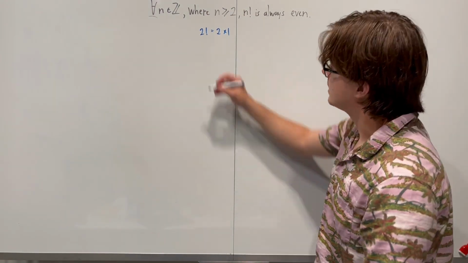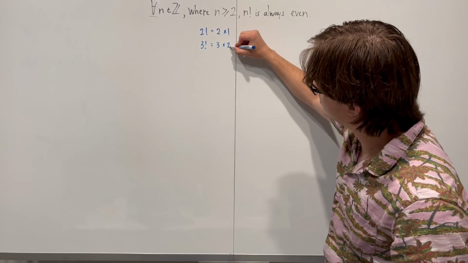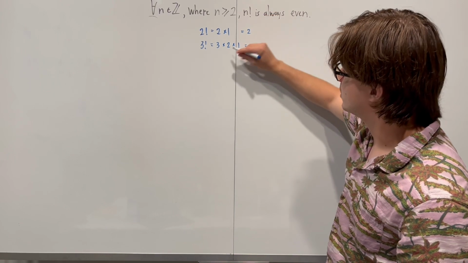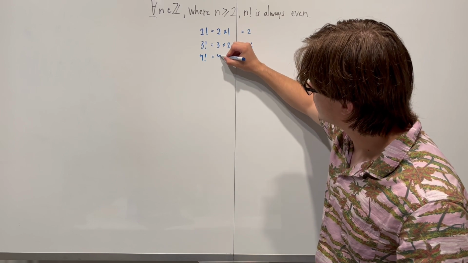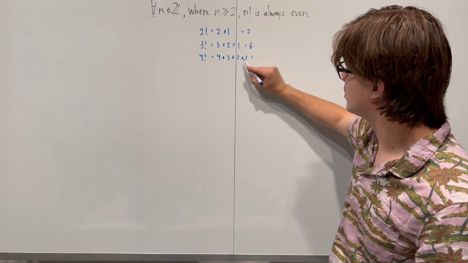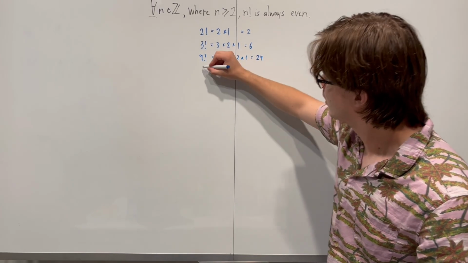Okay, let's look at 3 factorial. It's going to be 3 times 2 times 1. Oh, and these are going to be 2. This is going to be 6. Then 4 factorial is going to equal 4 times 3 times 2 times 1, which is going to equal 2 times 3, which is 6. 6 times 4 is 24.